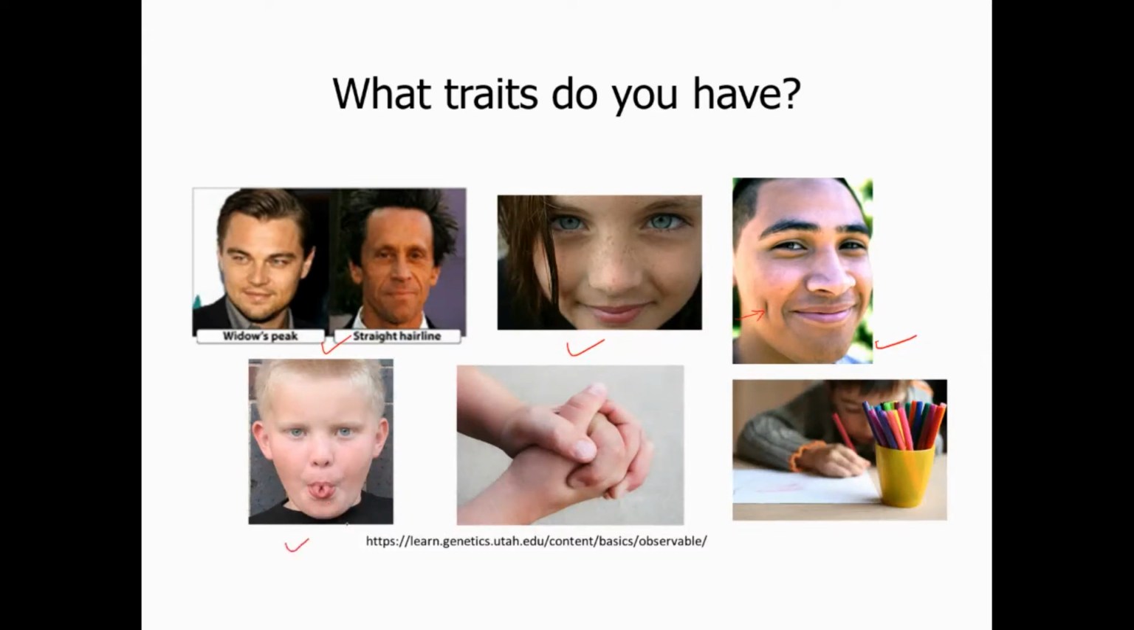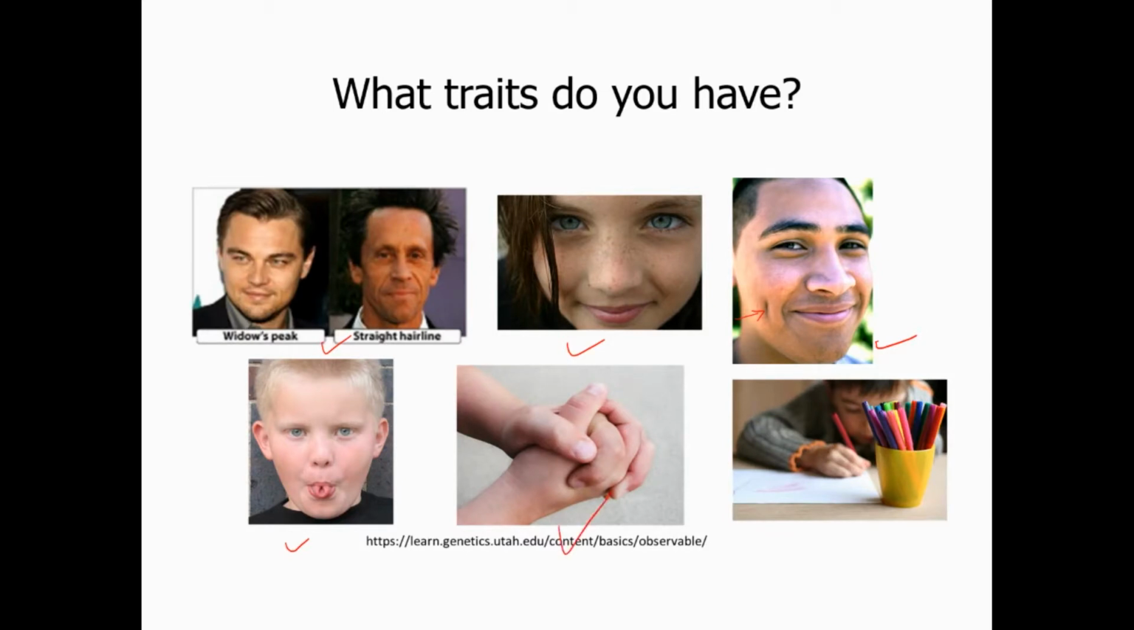This one is rolling the tongue. This is a very classic example when people talk about trait or the principles of inheritance. So if you can roll your tongue, that's dominant. And if you can't, that's recessive. I think I had a question in the lab test.